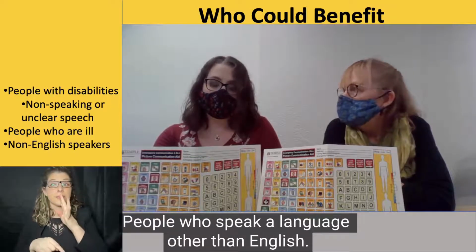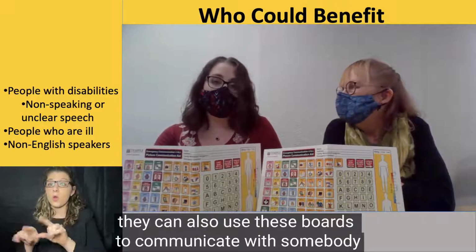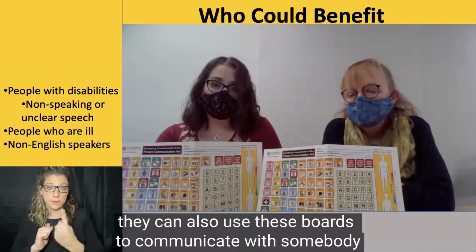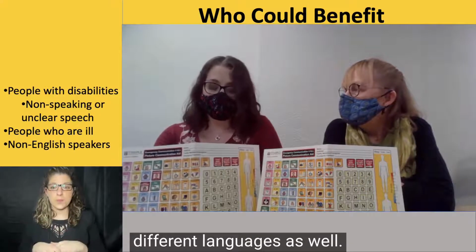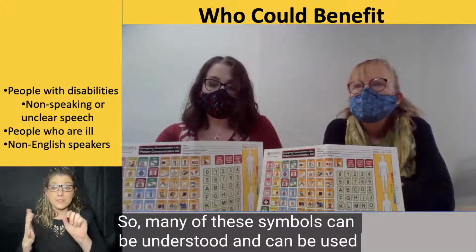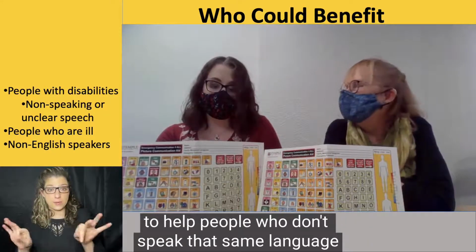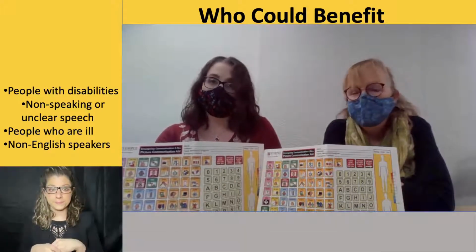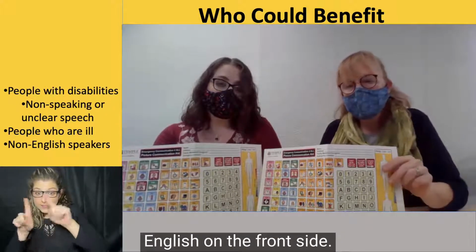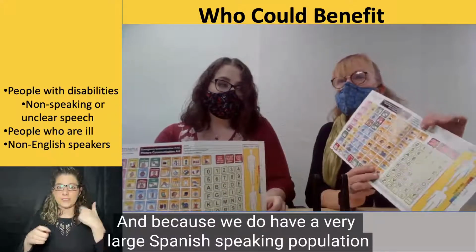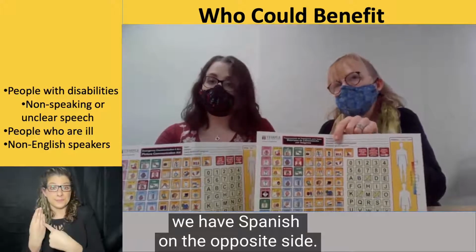People who speak a language other than English, or if English is not their first language, they can also use these boards to communicate with somebody who speaks English or maybe 2 completely different languages as well. So many of these symbols can be understood and can be used to help people who don't speak that same language be able to communicate together. In fact, the boards as they are created right now have the English on the front side, and because we do have a very large Spanish-speaking population in the city of Philadelphia, we have Spanish on the opposite sides.